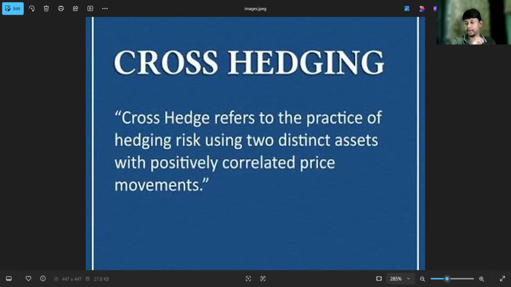Hedge ratio, the second one, is a fancy term for a simple idea: how much of asset B do I need to properly offset my exposure to asset A? It is rarely a clean one-to-one swap. You often need to size the hedge up or down based on how sensitive each asset is to the same underlying forces. You don't need the math to understand the concept. Cross hedging is a calibrated estimate, not an exact science. It is designed to reduce risk substantially, not eliminate it completely.